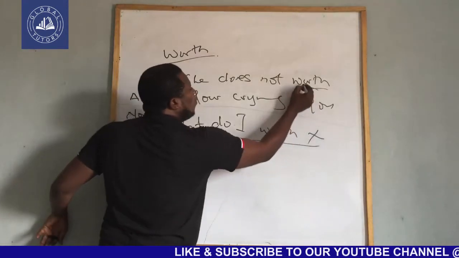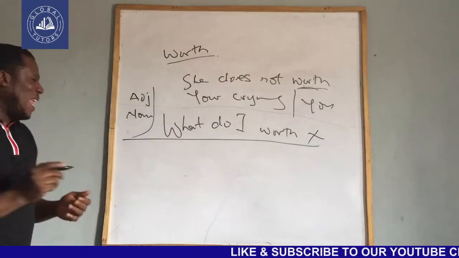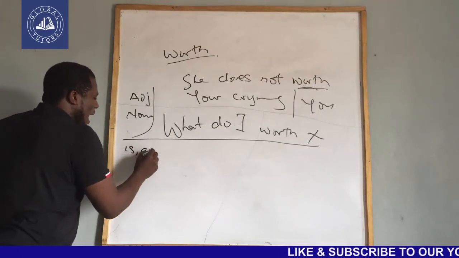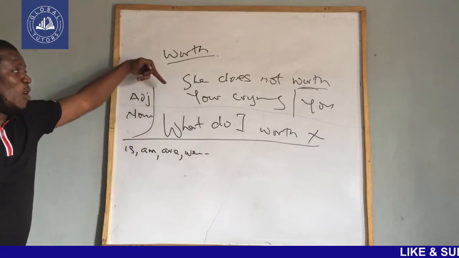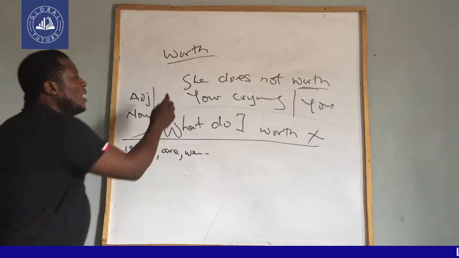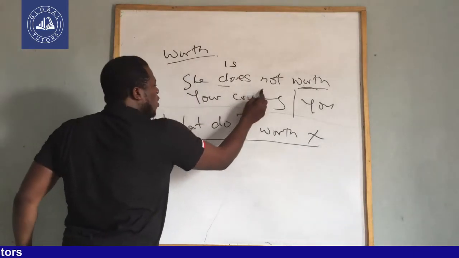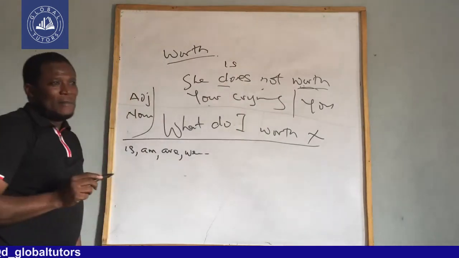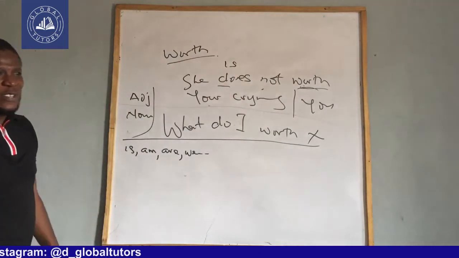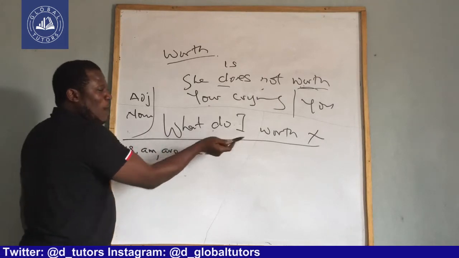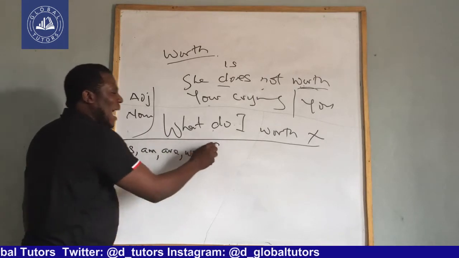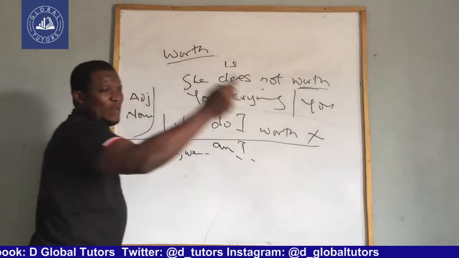You only use worth with copular verbs like is, are, were, and so on. Therefore, to correct this, it has to sound, "She is not worth your crying." Not "She does not worth your crying." The same thing: "Look at me very well. What am I worth to you?"